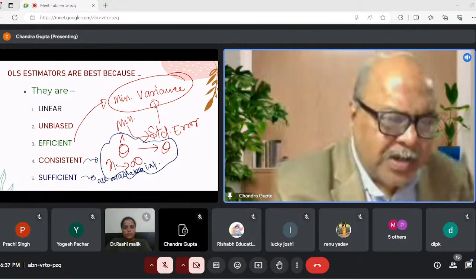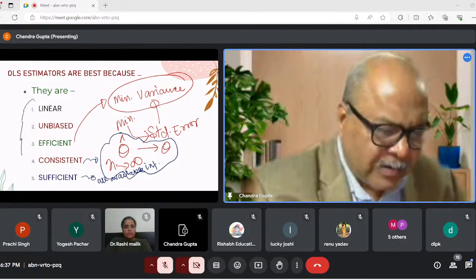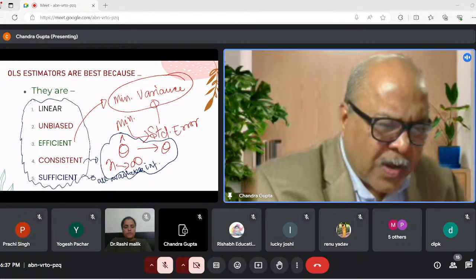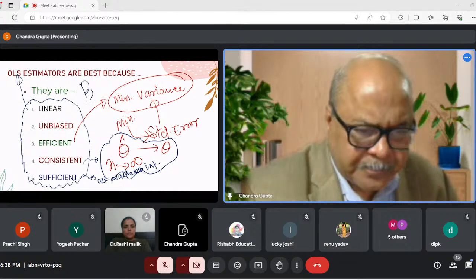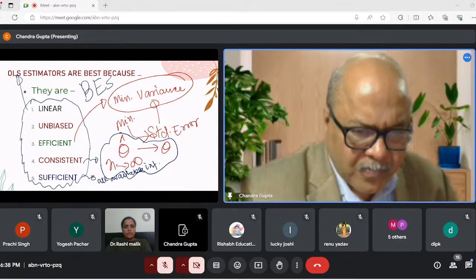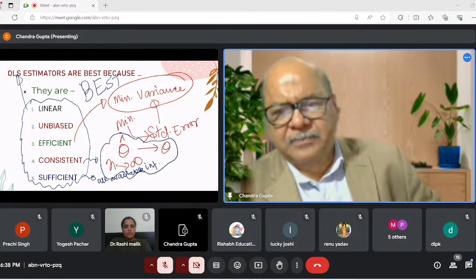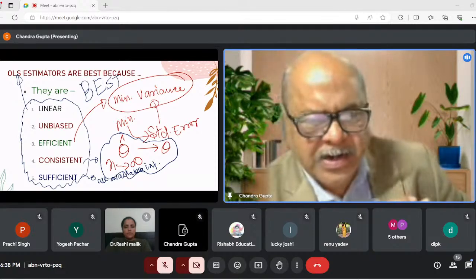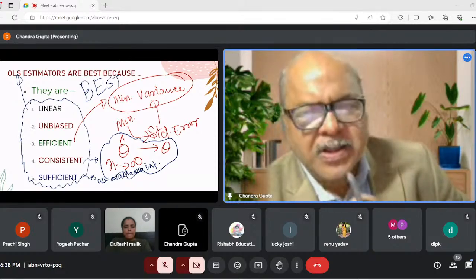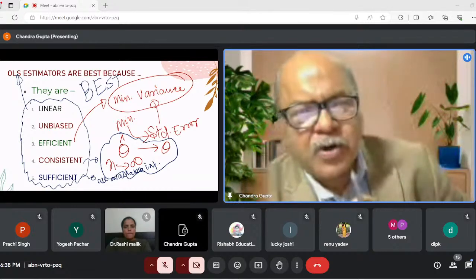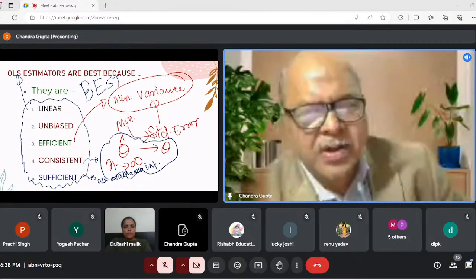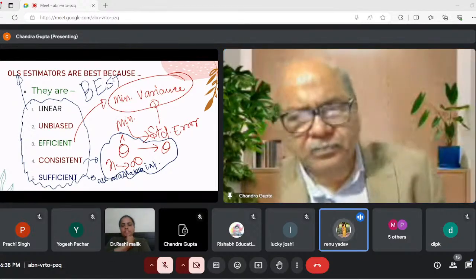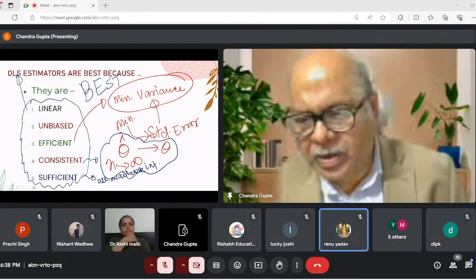Friends, any question about these properties? Because of these properties, OLS estimators are called best estimators. Friends, don't hesitate. If you have any question, any doubt, please ask. If you don't want to talk to me directly, you can put your queries in the chat box. Sir, the concept is clear till now. Okay.